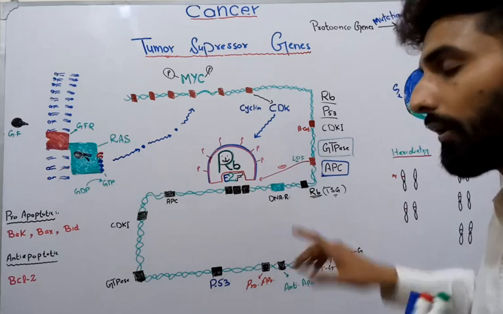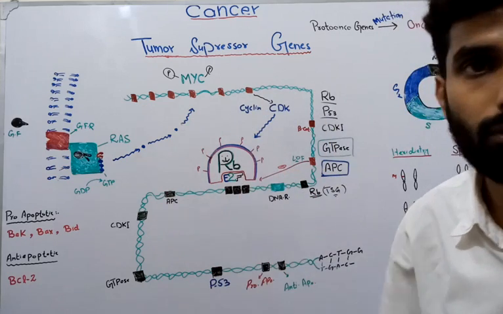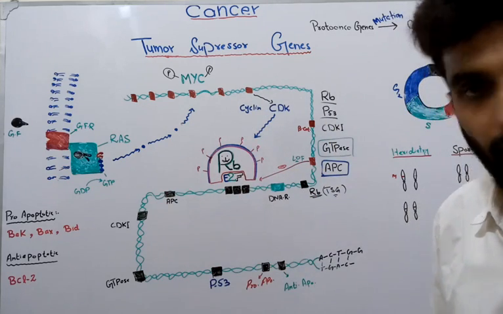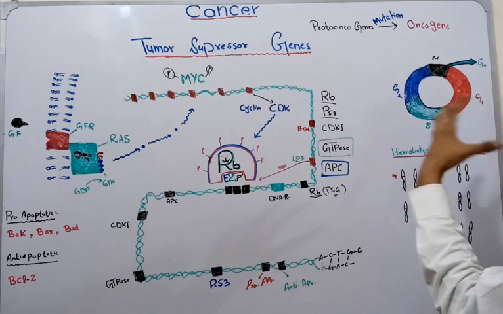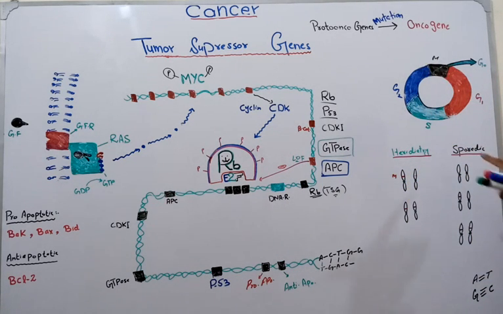Now RB genes will not be able to produce normal RB proteins. Okay, and this type of cancer is called hereditary retinoblastoma. In sporadic, what will happen? Both the alleles are normal. Both the alleles are normal.